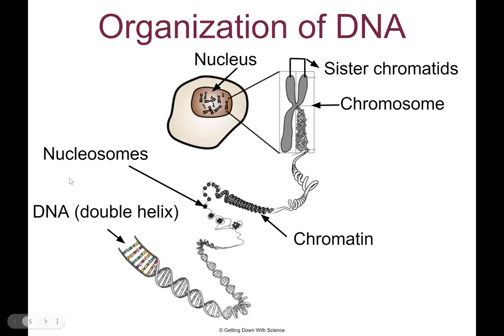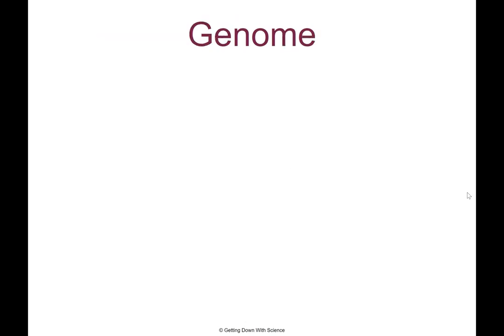So DNA winds up, wraps around to form our nucleosomes, and then our nucleosomes all pack together to form the chromatin. And then our chromatin, at the right times, will condense and pack up to form a chromosome. And then our chromosomes will pair up to form our sister chromatids. All of this is happening in the nucleus.